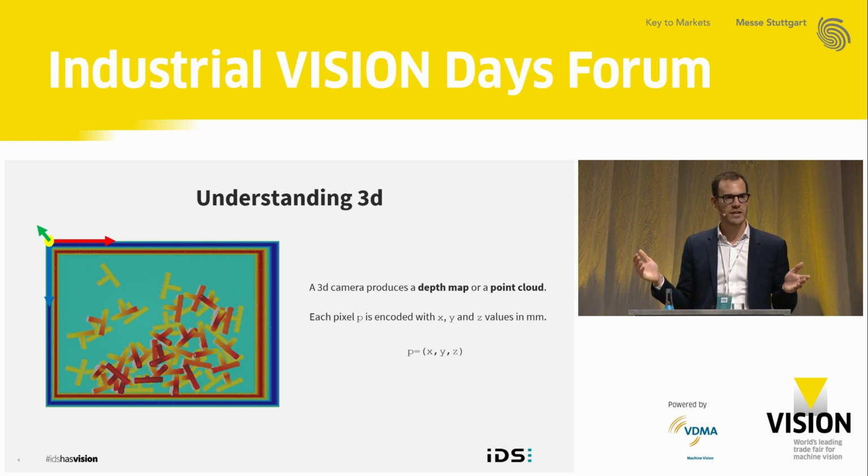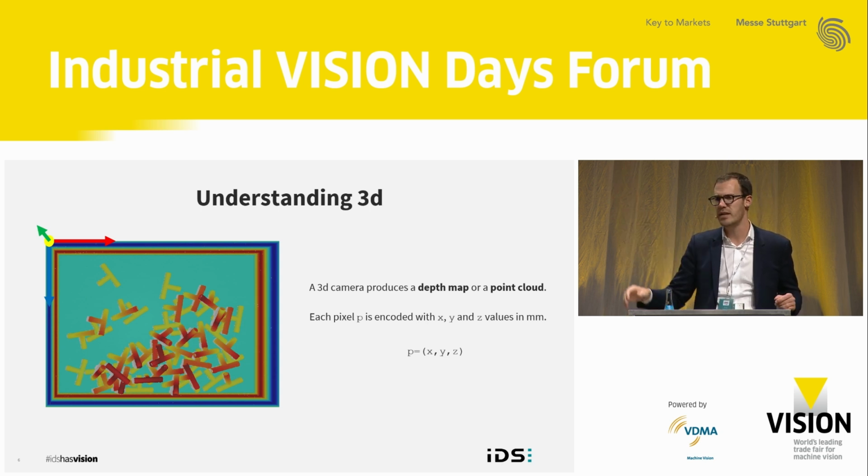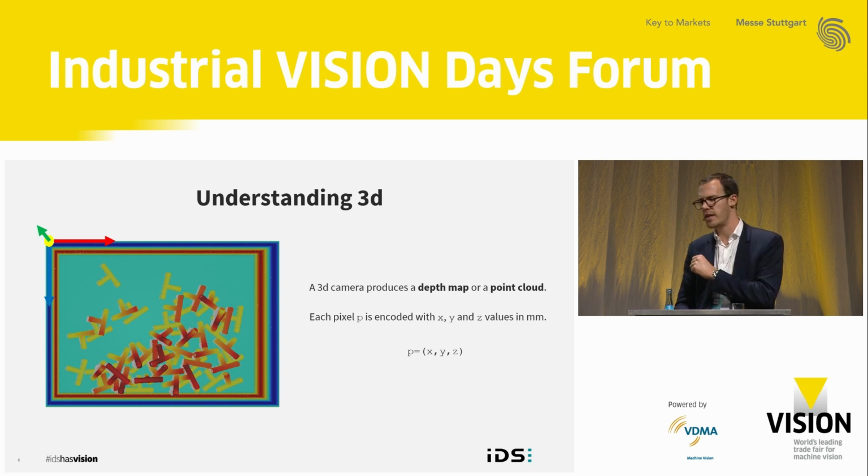All of that is according to a coordinate system. In that case, the origin of my coordinate system is on the upper left of my bin, in that example. In most use cases, most camera manufacturers will offer you the possibility to change the coordinate system. That's quite easy. So this is a way to provide 3D information as an image. It's a 2D image, but each pixel is encoded with 3 values.